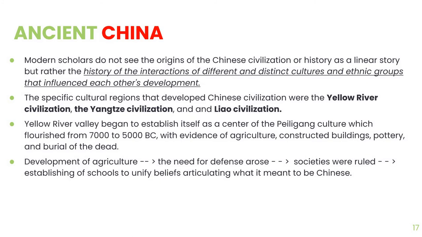Alright, okay, we are now with the ancient China. Okay, this is actually good. The modern scholars do not see the origins of the Chinese civilization or history as a linear story, but rather the history of the interactions of different and distinct cultures and ethnic groups that influenced each other's development. Okay, what does this mean?